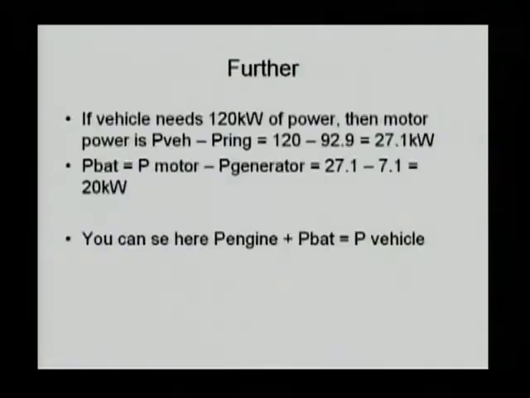Now, in this example, if the vehicle is in an acceleration operating condition and it needs 120 kilowatts on the wheel, we know that almost 93 kilowatts is already coming to the wheel from the engine, from the ring gear. So that's 93 kilowatts. And then the generator generates 7 kilowatts. That 7 kilowatts can go to the motor as well. Now you add this 7 and that 93, you also get 100. So you're still 20 kilowatts short to drive the vehicle.